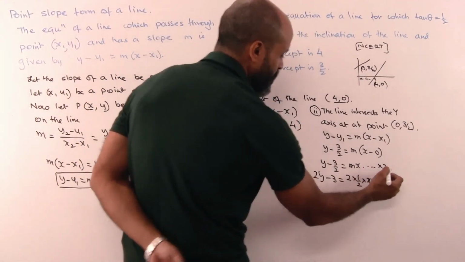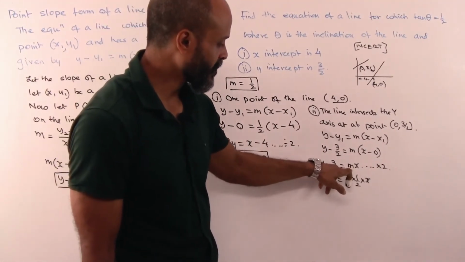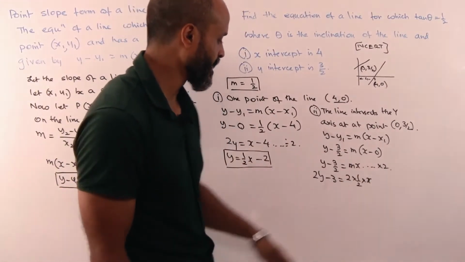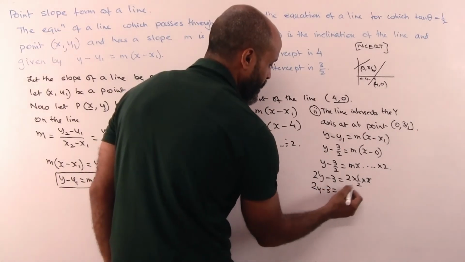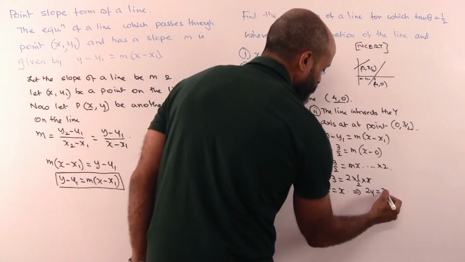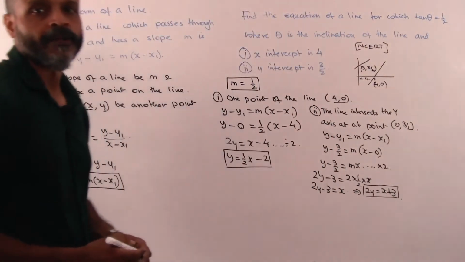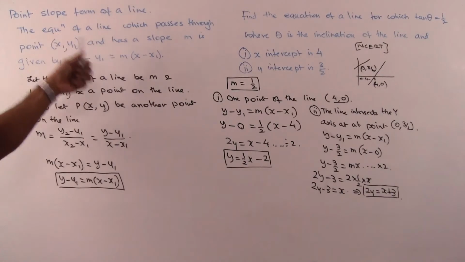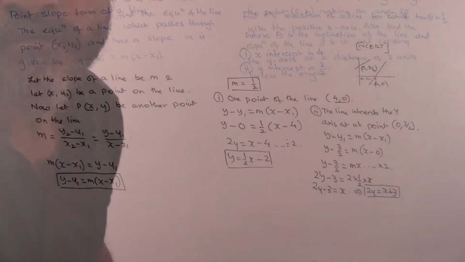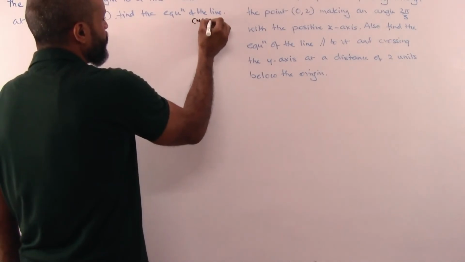We are multiplying this equation by 2. So this will be 2y, the 2 gets cancelled here, so it will be left with a 3. Now putting the value of m, that is 1 by 2, with the 2 and x, this will be 2y minus 3 is equal to x. Which means that 2y is equal to x plus 3. This will be the equation of the line. So that's how from the point slope form of a line we can find equations of a line.